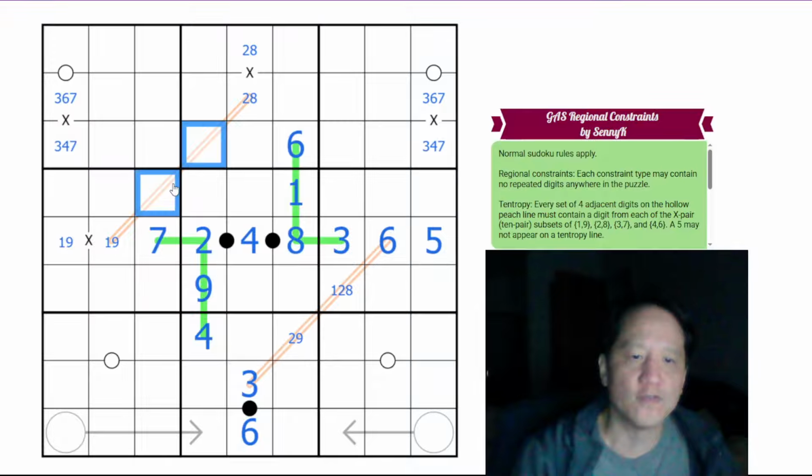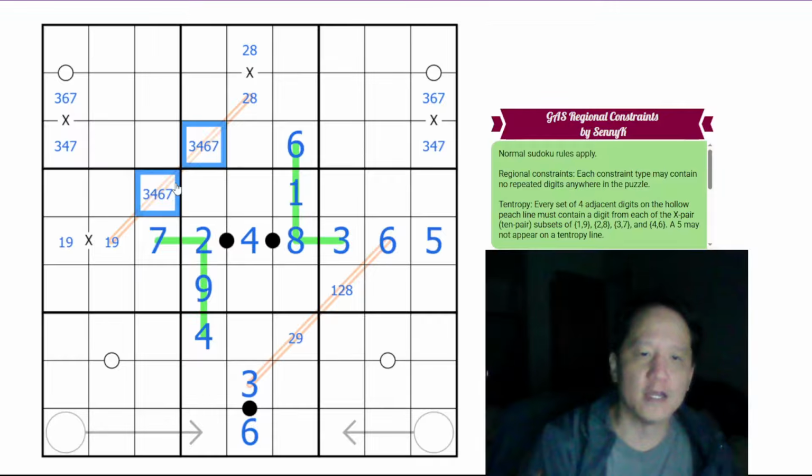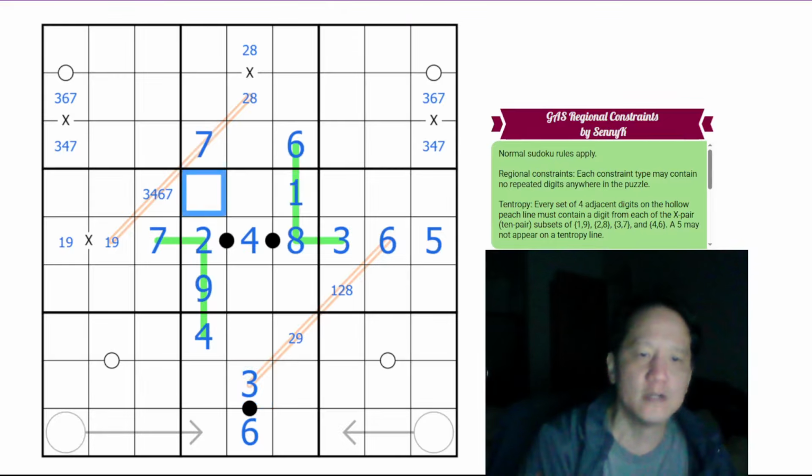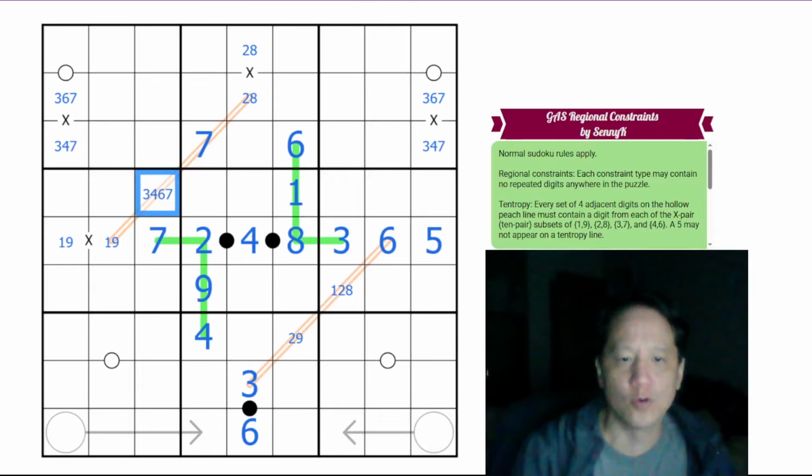These are from 3, 7, and 4, 6. And this can't be 4 or 6, so this must be 3 or 7 here. 3 cannot be on the tentropy line because of regional constraints, so this must be 7. And this is 4 or 6 here. And it cannot be 6 because 6 on the regional constraint is already on the tentropy line, so this is 4.